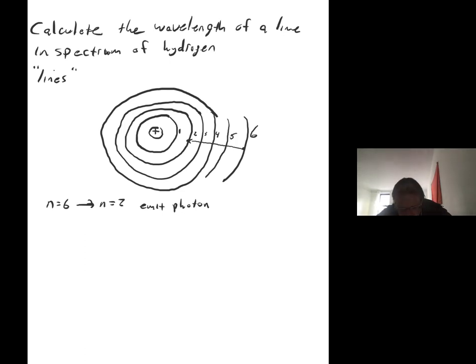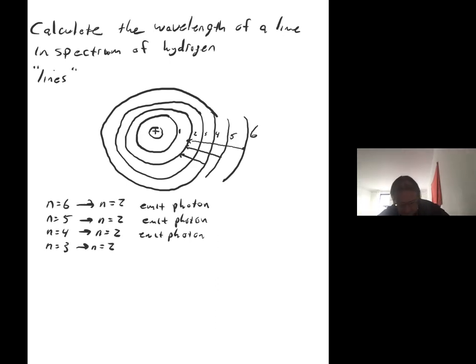But suppose the electron's in the 5th level and it goes down to the 2nd level. Well, that would give you 5 going down to 2. And again, it's going to emit a photon, but it's going to have a different energy if it's starting in the 5th level. Suppose it starts in the 4th level and goes down to 2. So it's starting at a different level, but it's always ending at the same. Again, you're going to get a different energy. They're all going to have different energies. And then the last one would be 3 goes to 2. This will also emit a photon.